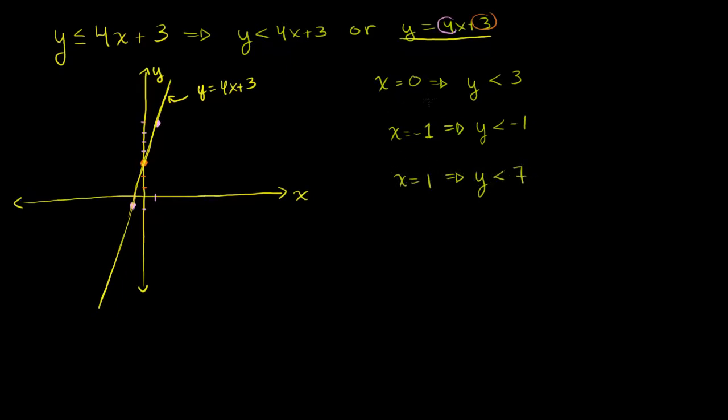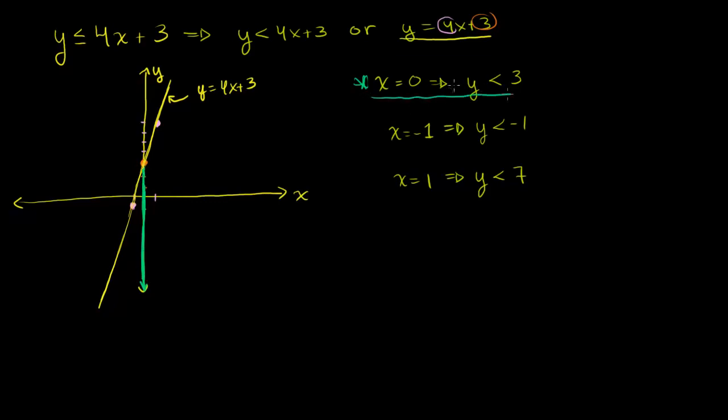So let's at least try to plot these. Let's plot this one first. When x is equal to 0, y is less than 3. So it's all of these points here that I'm shading in green that satisfy that right there.